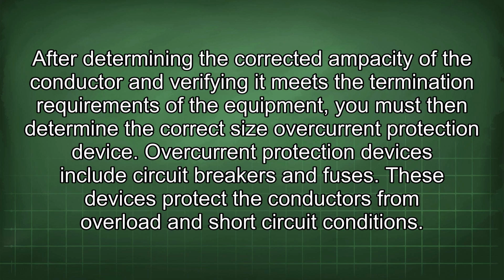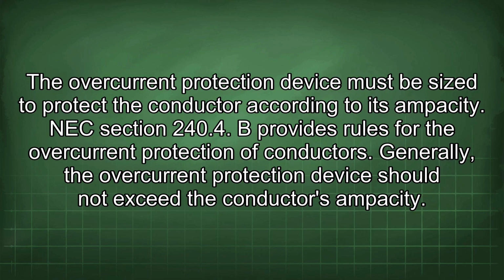After determining the corrected ampacity of the conductor and verifying it meets the termination requirements of the equipment, you must then determine the correct size overcurrent protection device. Overcurrent protection devices include circuit breakers and fuses. These devices protect the conductors from overload and short-circuit conditions. The overcurrent protection device must be sized to protect the conductor according to its ampacity.